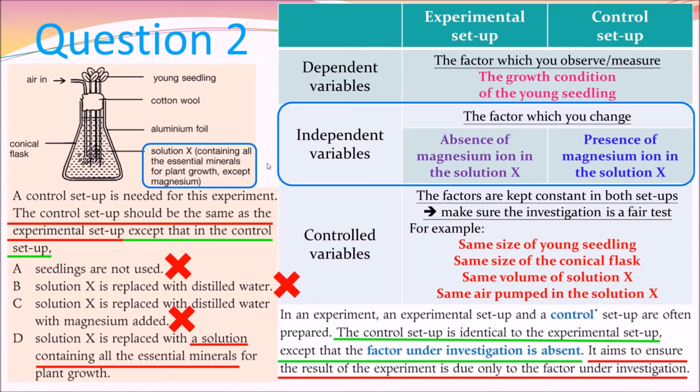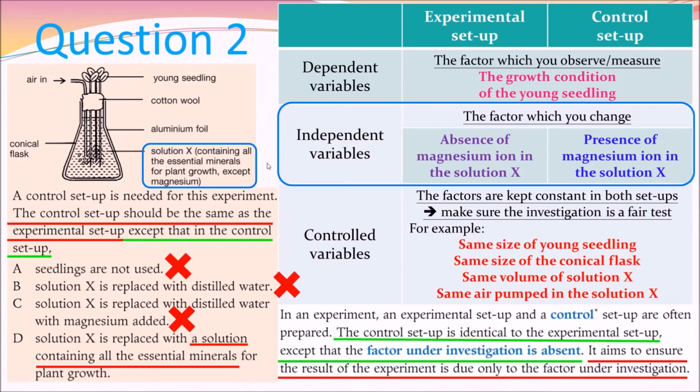With magnesium, how will it grow? And without magnesium, how will it grow? If I can tell you that with magnesium and with all other minerals, it can grow happily and healthily, and without magnesium, even if we put all other minerals, the plant cannot grow healthily, then we can know that the secret should be due to the presence or absence of magnesium ions.